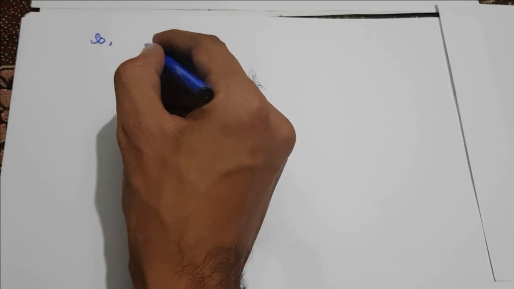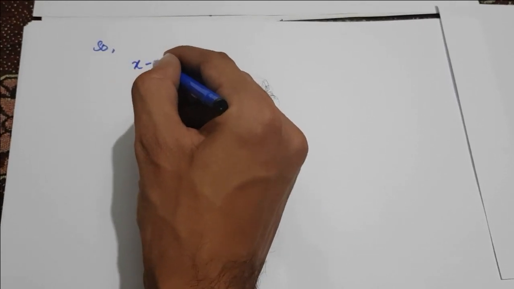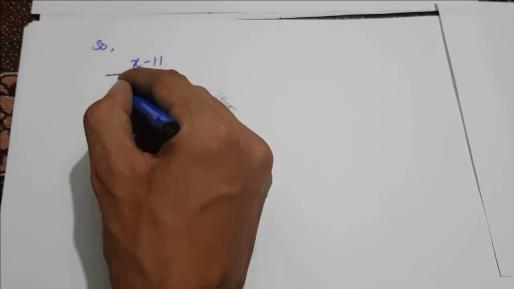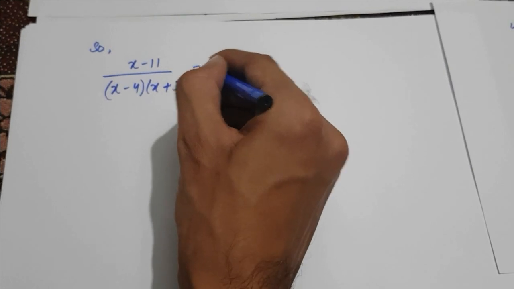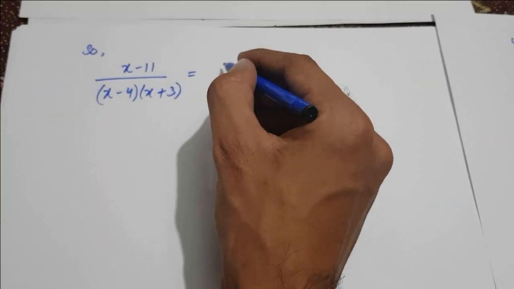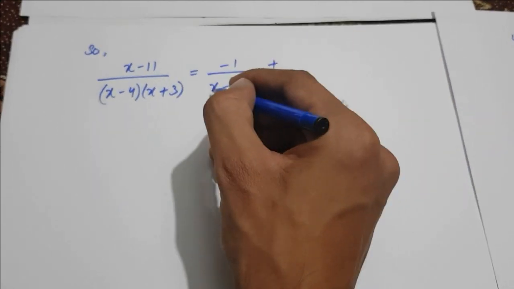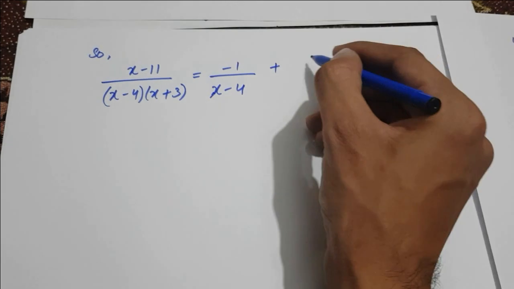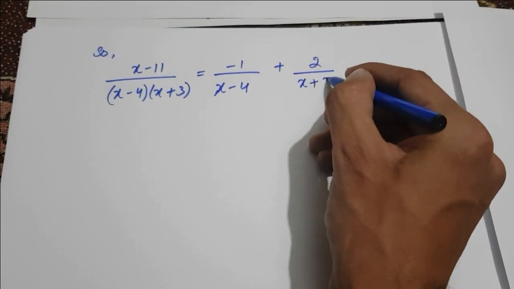So our required partial fractions are: (x minus 11) over (x minus 4)(x plus 3) equals the value of a, which is minus 1 over x minus 4, plus the value of b, which is 2 over x plus 3.